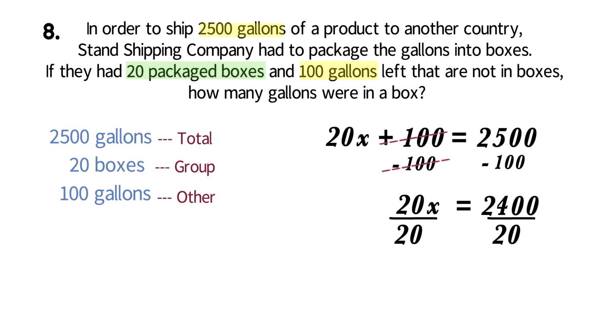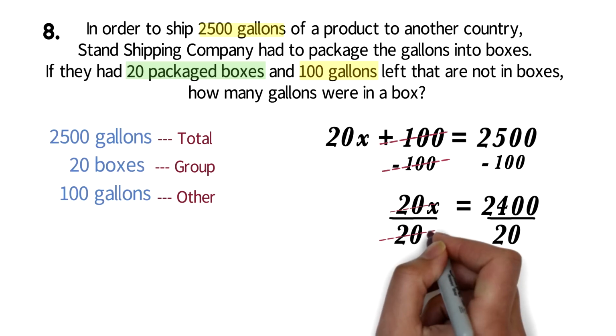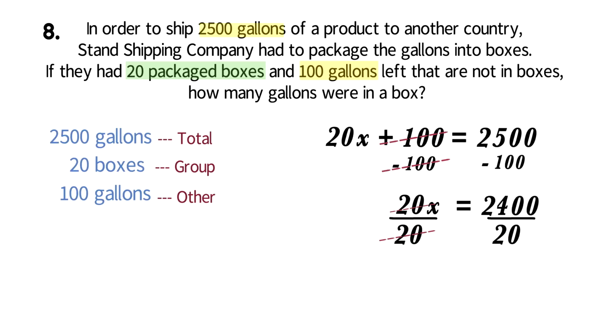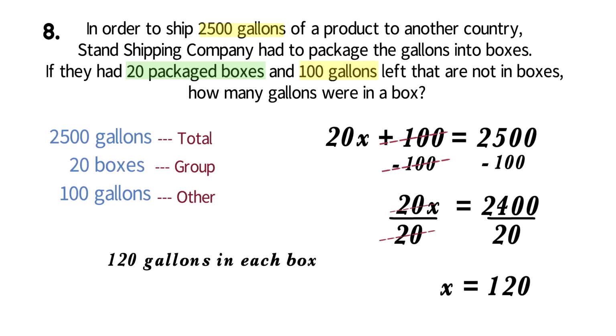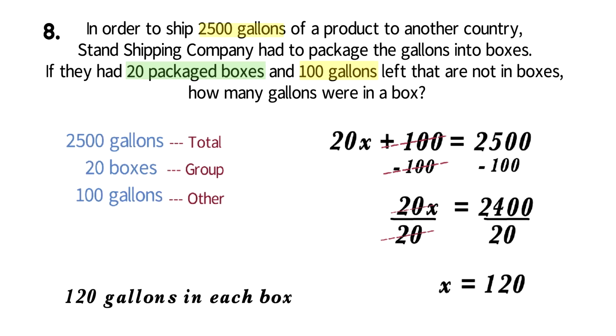Divide both sides by 20. The 20 will cancel out. 2,400 divided by 20 will be 120. This means there were 120 gallons in each box. The hard part of this question is to be able to pull out the values from the word problem. Let's look at how you can speed up solving this question.